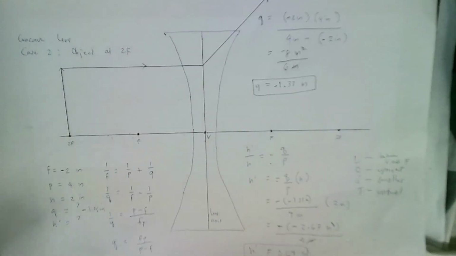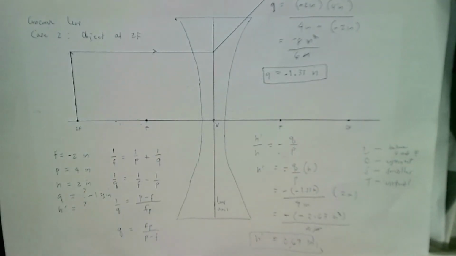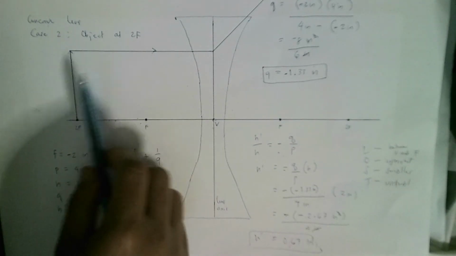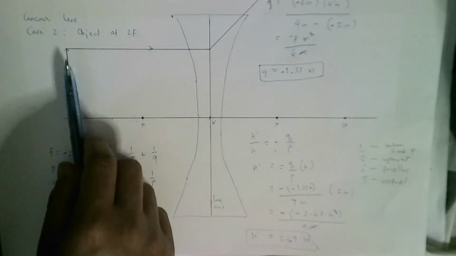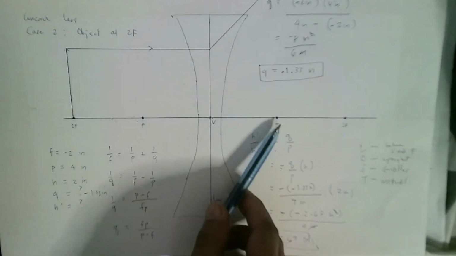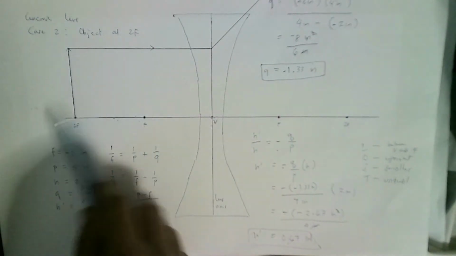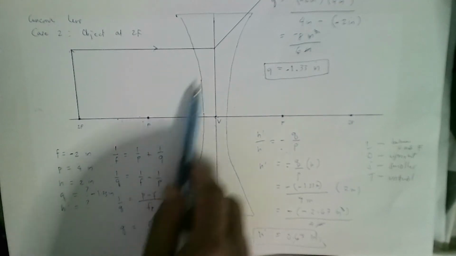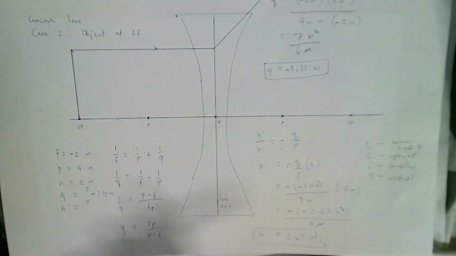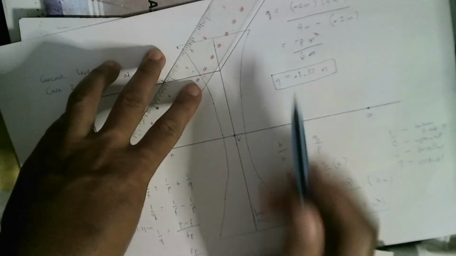Another way to think about this is that a concave lens has a virtual focus, meaning its focus is not on the other side. So the light ray should not pass through the focus on the other side. However, it should align with the focus on the same side as the object. So this will, just for emphasis, be like that.